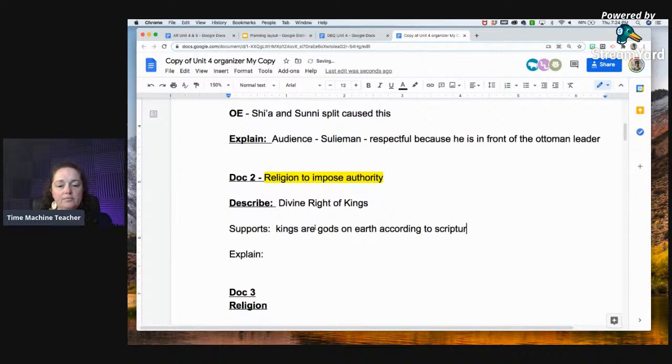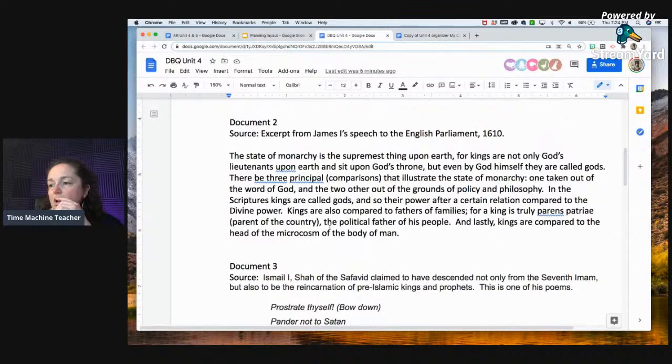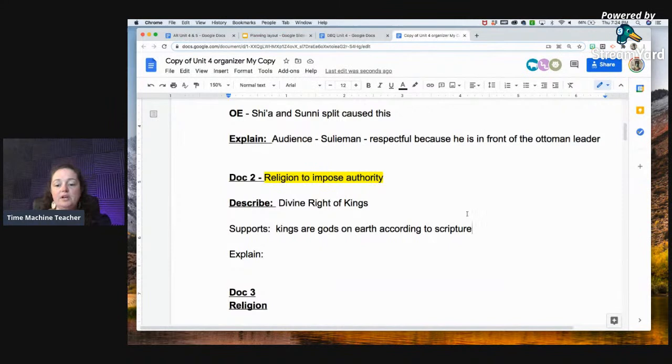Is there anything else that we could pull? They are like fathers of the family, like the political parents of the people. Oh, there you go, Fardeen. So therefore, whatever the king does is right.